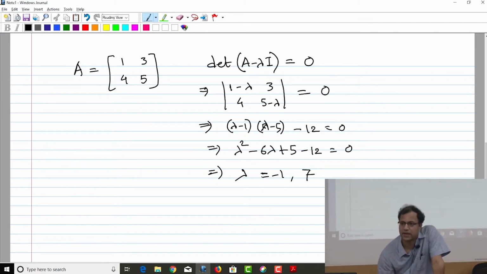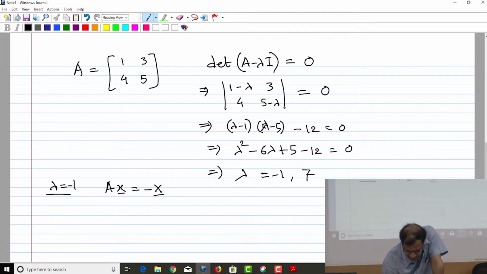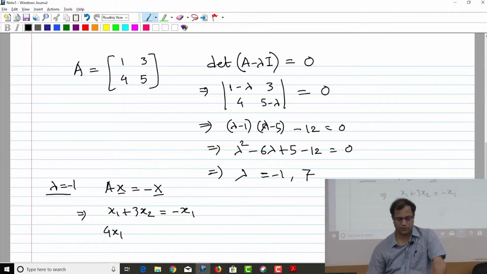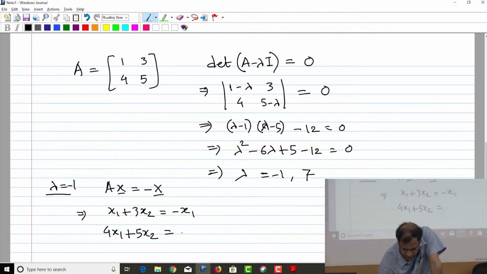Okay. So then you have to find the eigenvectors. For lambda equal to minus 1, we solve Ax equals lambda x. I put minus 1, Ax is equal to lambda x, right? So I have two variables, x1 plus 3x2 equals minus x1, and 4x1 plus 5x2 equal to minus x2.